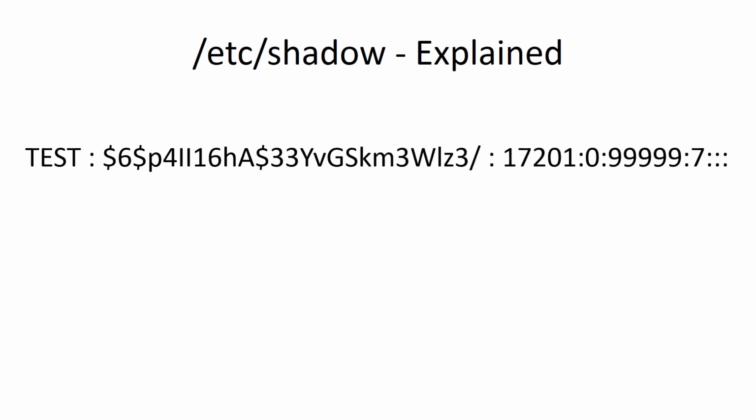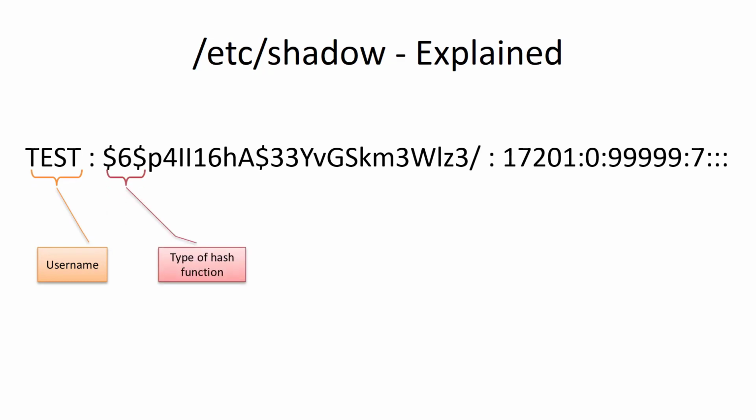Now let's review the shadow file. The format is the same. The string line contains several parameters divided by colon. And the first parameter is username. The second one contains information about the password hash and consists of three parts. The first part describes the type of hashing function which was used to calculate the password hash. We will review these functions on the next slide.